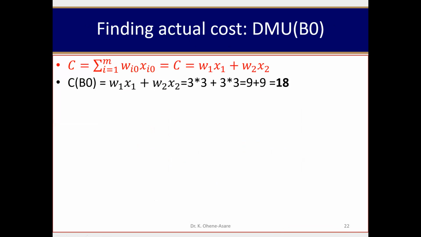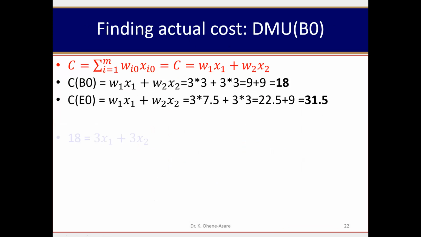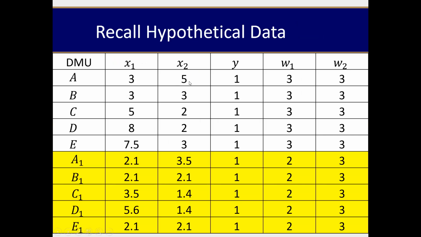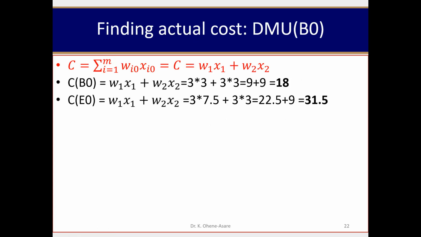Let's take DMUA. If you do DMUA, what will be the equation of a line for DMUA? You said you got the value of the total cost to be what? 24. Okay, so now let's go to the variables. For DMUA, we have 3 and 5. So let's write something like 24 equals 3 for the x1 and then 5 for the x2.